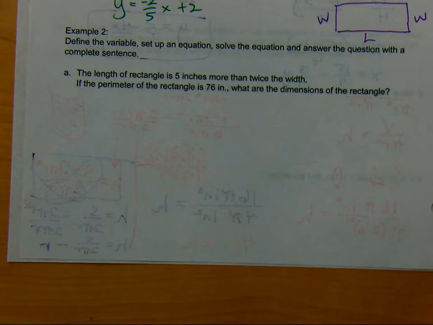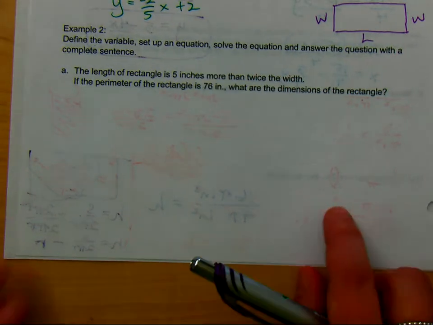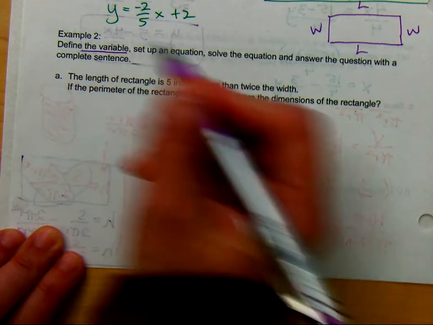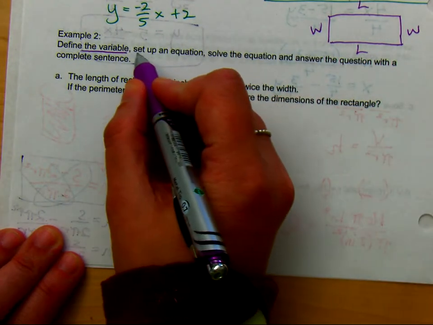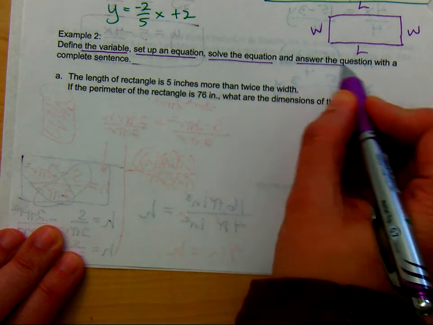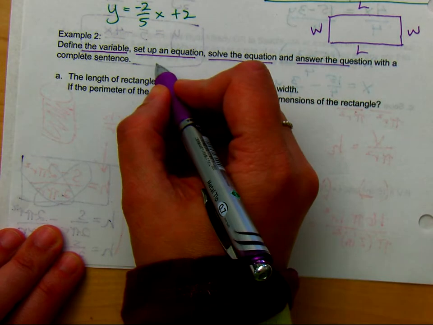All right, let's talk about these word problems now. So remember with word problems, our first step is not to start to solve it. It's to set it up. So we want to always define the variable, set up an equation, solve the equation, answer in a complete sentence. And what would you say step 5 is?